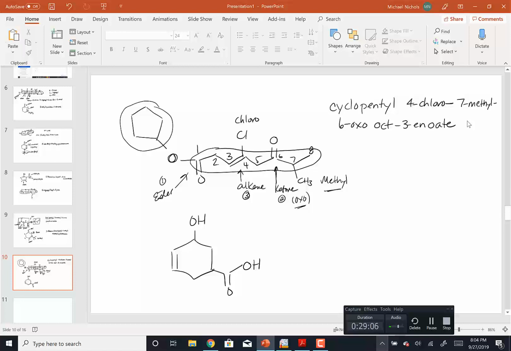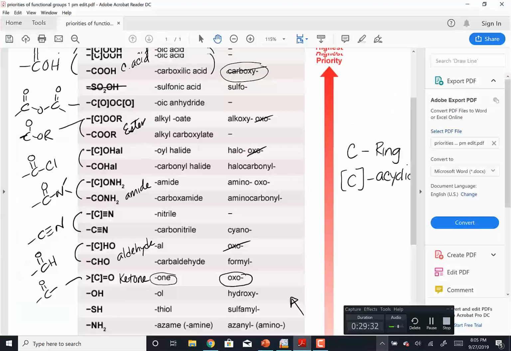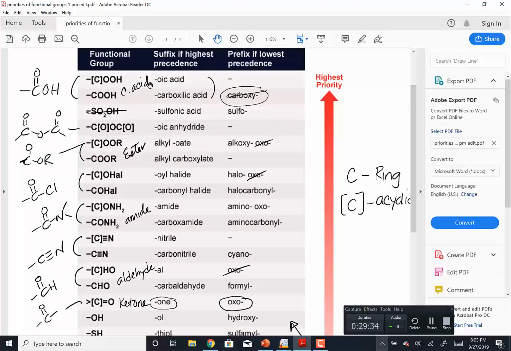Okay. The last one. Cyclohexane ring with a double bond. So an alkene, an alcohol, and a carboxylic acid. Alright, which one of those has the highest priority as far as the functional groups go? It's going to be at the top of the list, the carboxylic acid.